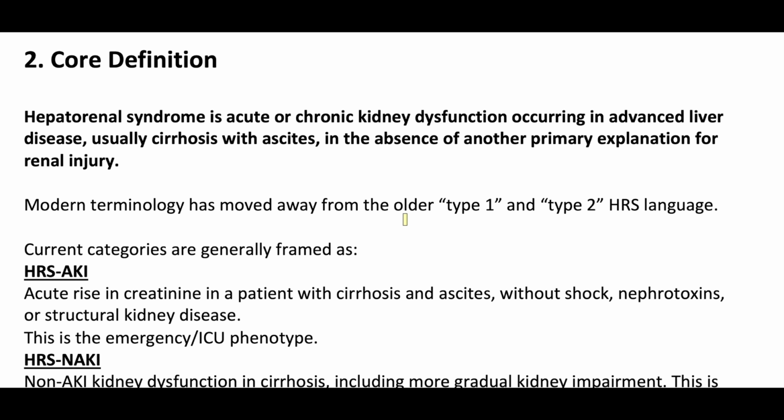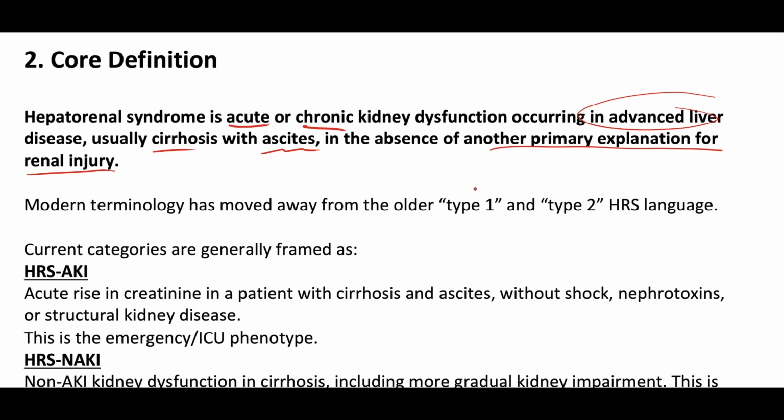All right, let's start by defining HRS. Well, HRS is acute or chronic, and we're going to be focusing on acute today, but acute or chronic kidney dysfunction occurring in advanced liver disease, usually cirrhosis, and most of these patients have ascites as well. There's some intermixed pathophysiology going on there. In the absence of another explanation for renal injury, and that is key, right?